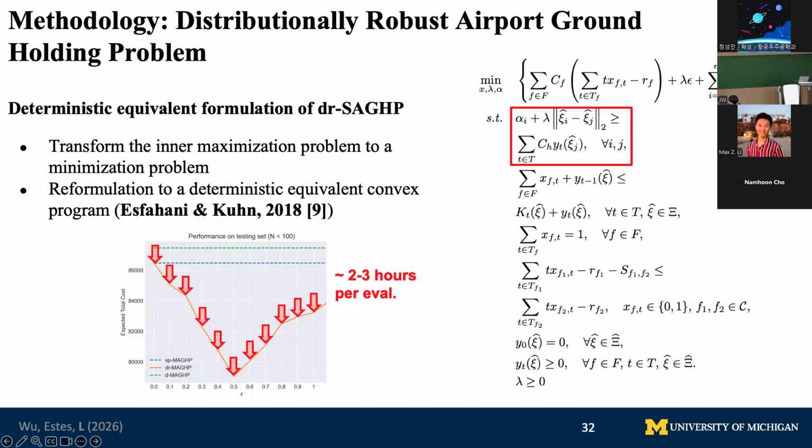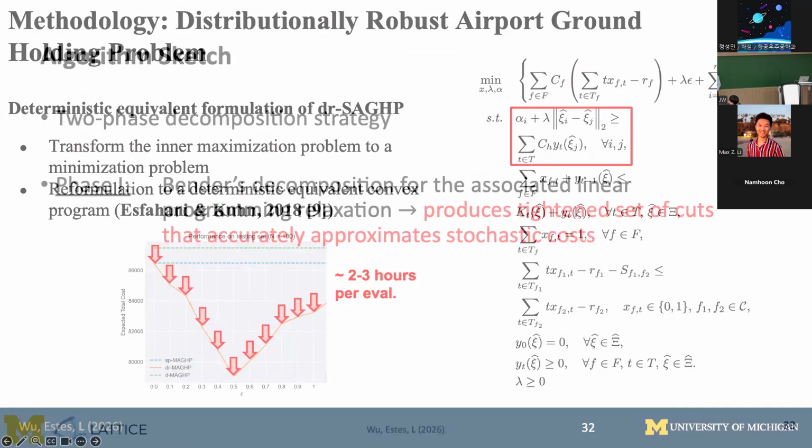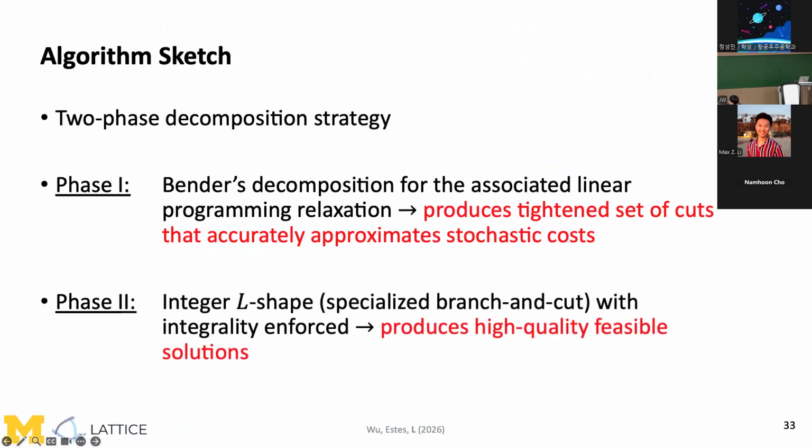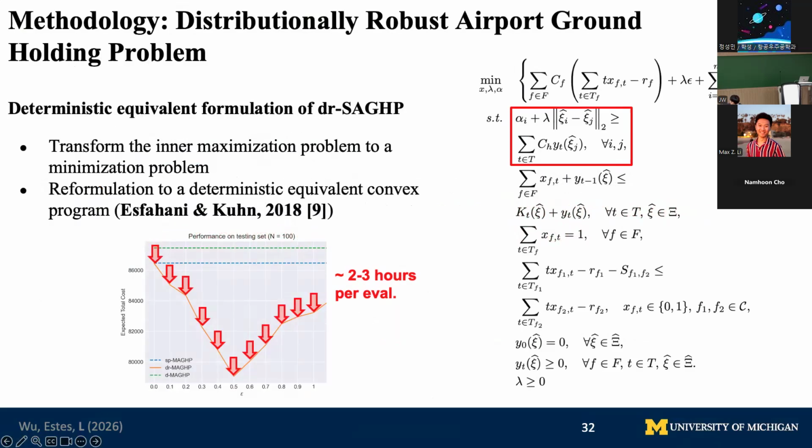Let's just talk about how we actually solve this problem. This is where I think it's very exciting. My student developed a two-phase approximation algorithm that, instead of taking 2 to 3 hours, now takes about 4 to 5 minutes. So a pretty nice speedup.